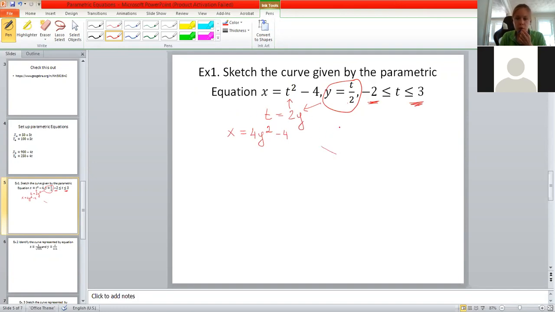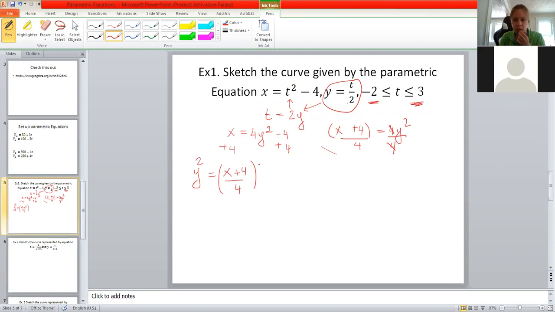And I am going to add 4 to both sides. Plus 4, plus 4, x plus 4 equals 4y squared. Divide both sides by 4. y squared equals (x plus 4) over 4.